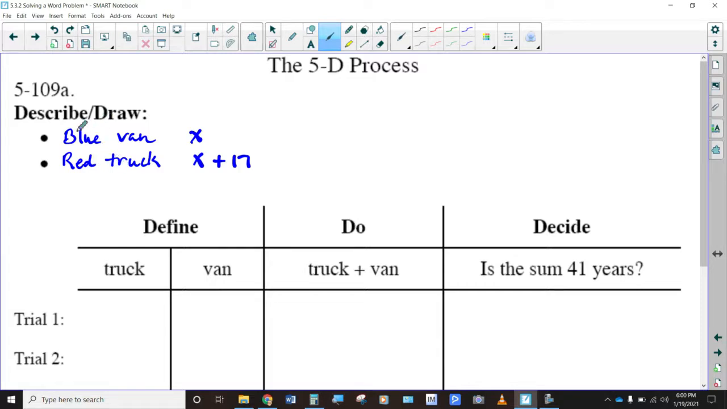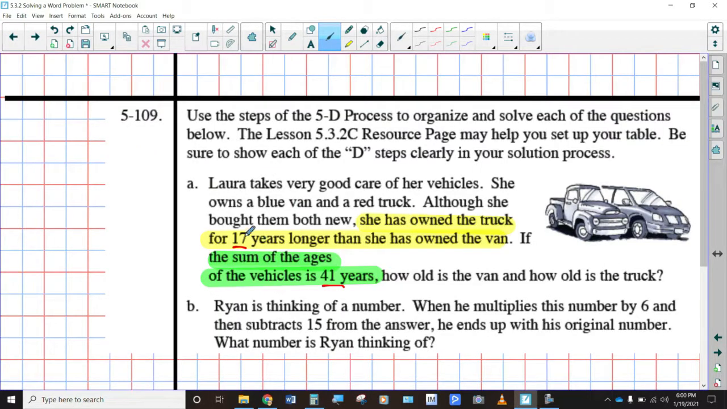We can write them down. This is what we're talking about, right? There's two vehicles, a blue van and a red truck. The blue van, she bought that first, and the truck she bought 17 years later, right? Doesn't it say here that she has owned the truck for... oh no. Oh yeah, the truck. No, I got it backwards. It's the truck that is 17 years older than the van.